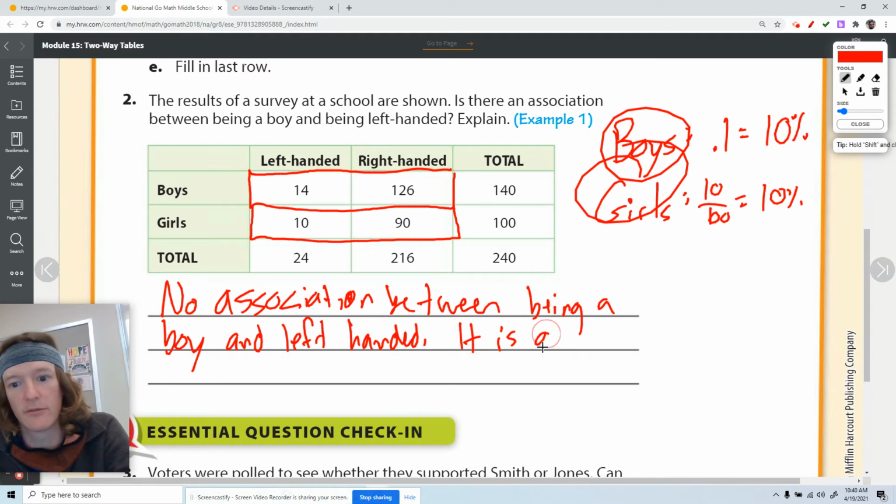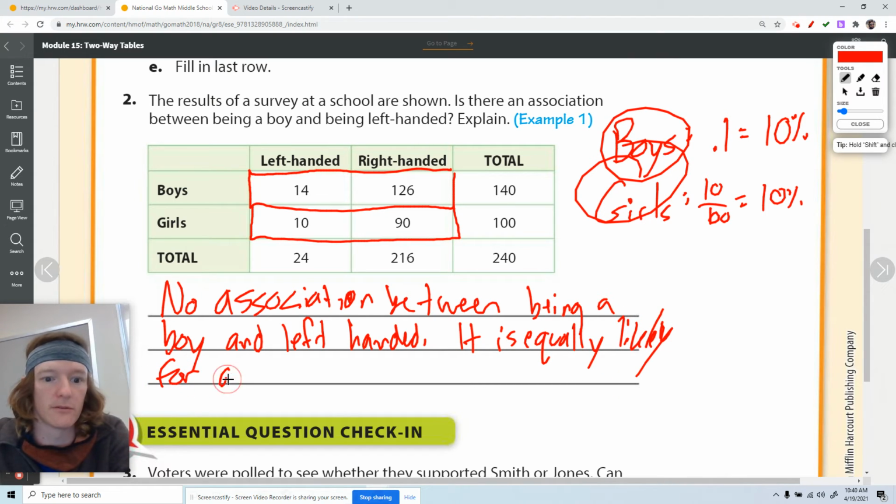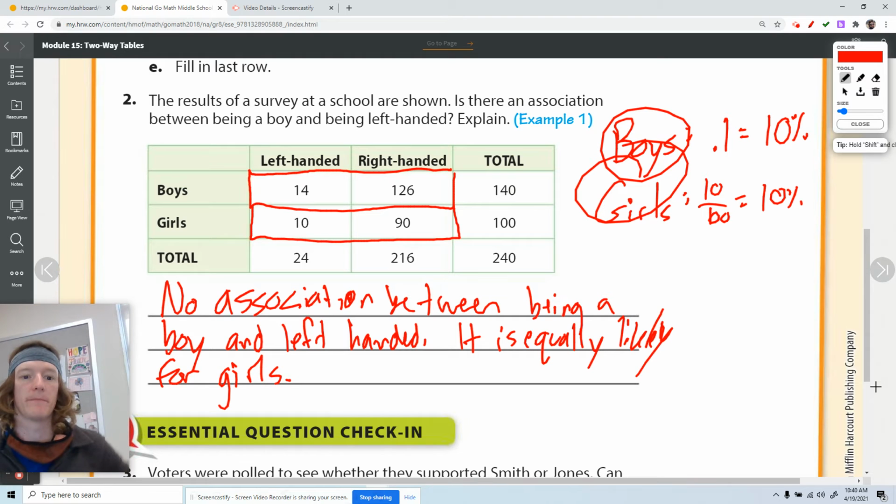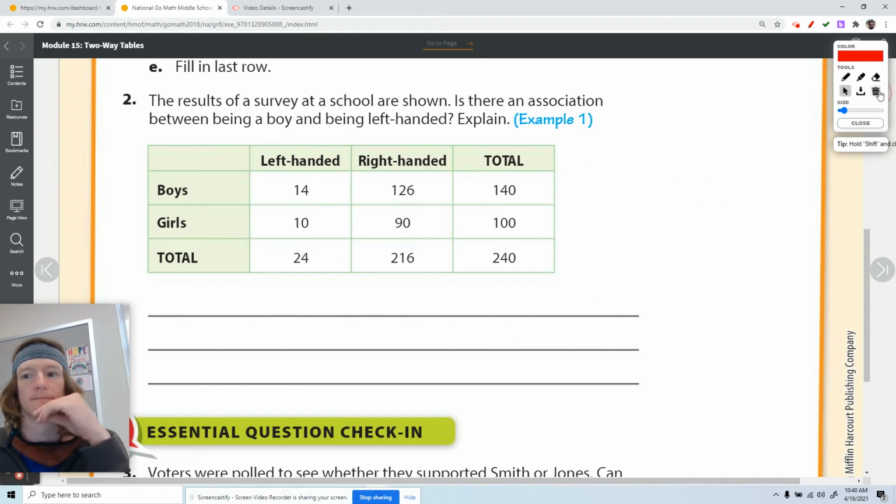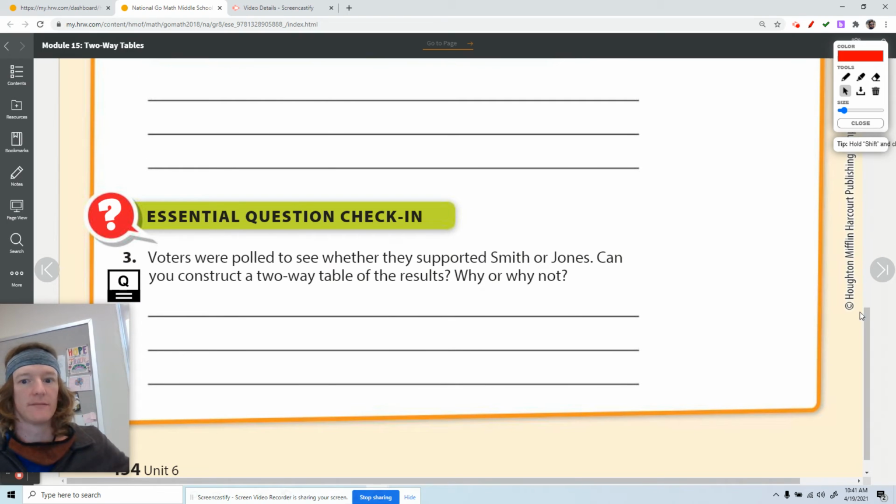It is equally likely for girls. It's the same. So they're both 10%. So there is not an association. If this was like 24, now we're talking, that'd be more like 18%. So it would be more likely. But in this case, it's equally likely for boys and for girls. So it doesn't really have an association.